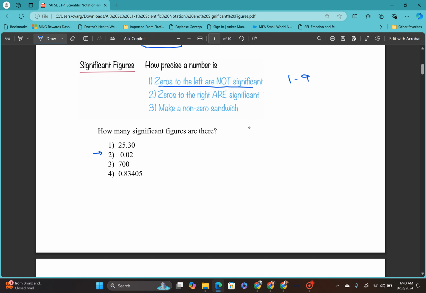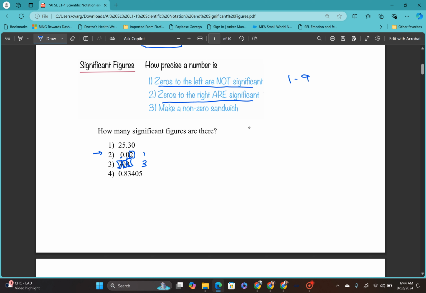You see question number 2 right here. These zeros to the left, they're to the left of the non-zero number. They are not significant. What does that mean? That means that 2 is our only significant number. So there's one significant number. Okay. Zeros to the right are significant. So what does that mean, right? These two zeros are to the right of the 7. So since they are significant, there are three significant numbers. They are 7, 0, and 0.